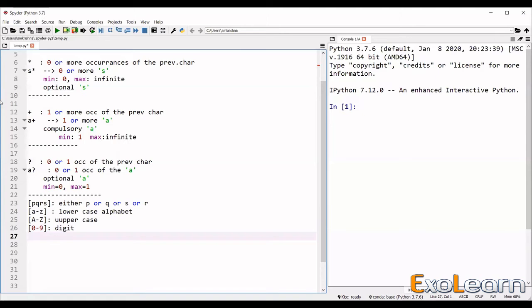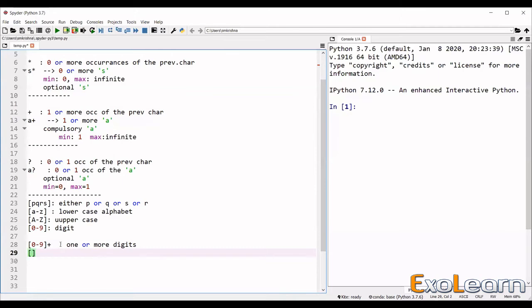Suppose you are expecting more than one digit, one or more digits, for example. Then we need to write the regular expression like 0 to 9 plus. We know plus means one or more occurrences of the previous character. Here the previous character is 0 to 9, meaning any one of the digits, and then plus stands for one or more. So the meaning is that one or more digits are expected. Like this, we can use a combination of one or more symbols to write regular expressions.